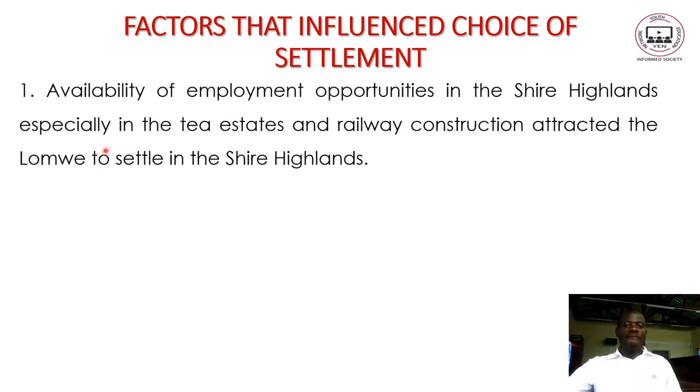Number one was the availability of employment opportunities in the Shire Highlands, especially in the tea estates and railway construction, that attracted them to settle there. So they were attracted by the availability of employment. In the Shire Highlands, there were two things. Number one, there was the construction of the railway line by the British colonial government. Number two, there was also the employment in the tea estates.